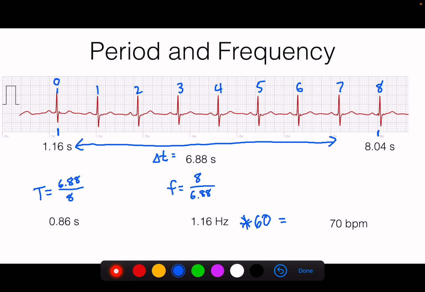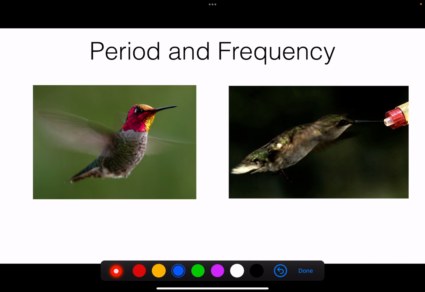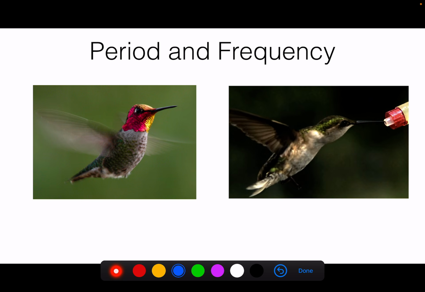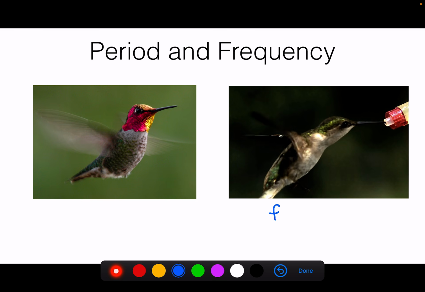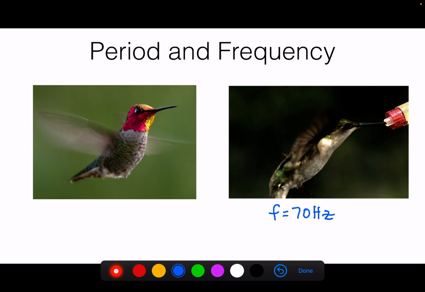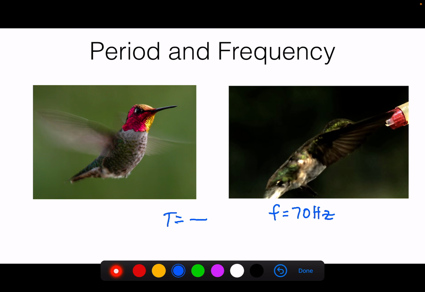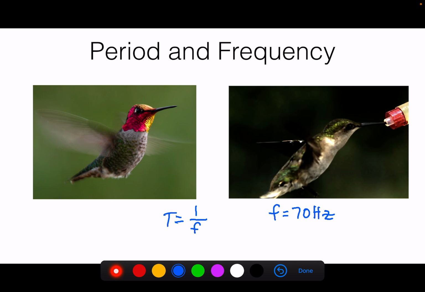So you should be flexible enough to switch back and forth between cycles per second and cycles per minute. Obviously, there's always going to be more cycles per minute than there are cycles per second. When we look at a hummingbird and we see them flapping their wings, they do this at a really high frequency, and believe it or not, it's as high as 70 hertz. 70 cycles, 70 flaps every second. So if we wanted to find the period, we can just do the reciprocal of that, and that'll tell us how much time it takes for one flap of the wing.